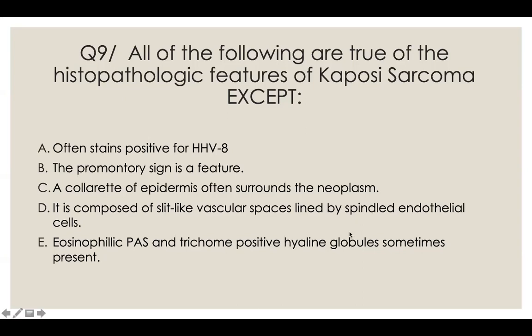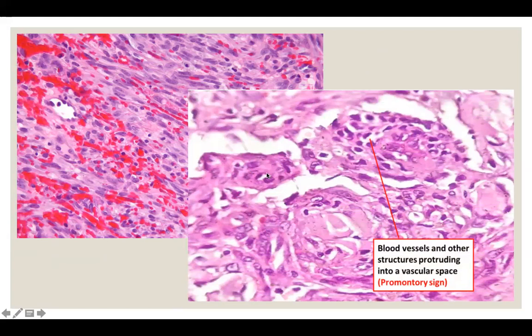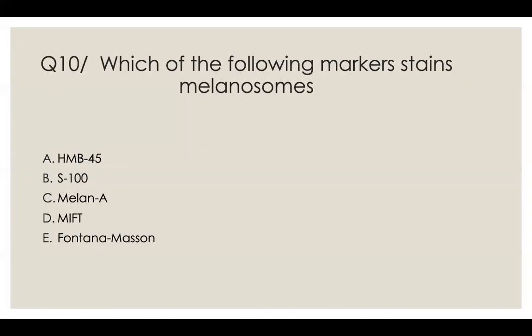Yes, Dr. Emmy and Dr. Mishal, the wrong answer is C. What does that description indicate? It's actually a collarette of epidermis surrounding the neoplasm. Yes, Dr. Mishal, it's pyogenic granuloma, and the rest are features of Kaposi sarcoma. Just to remind you, these are the classical histological features of Kaposi sarcoma, full of vascular spaces and spindle cells with the promontory sign. You can see the promontory sign here, very classical. So that was the wrong description for Kaposi sarcoma. Question 10. Which of the following is the marker for melanosome?